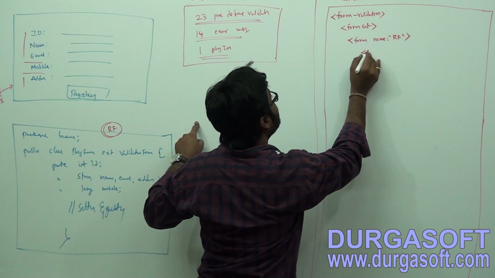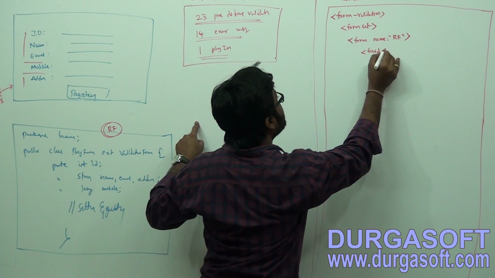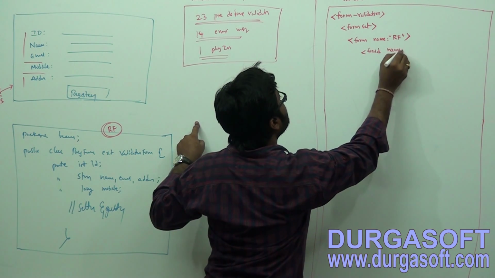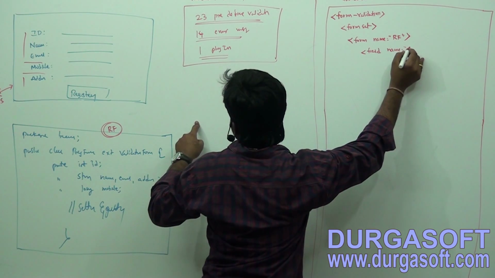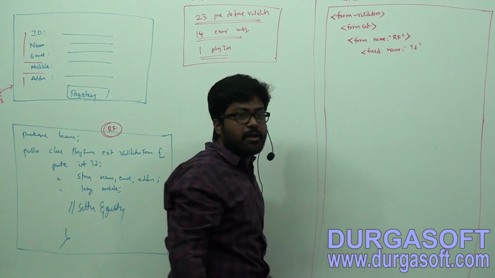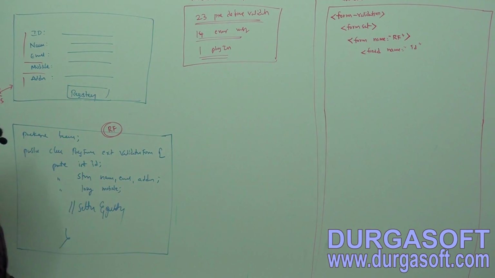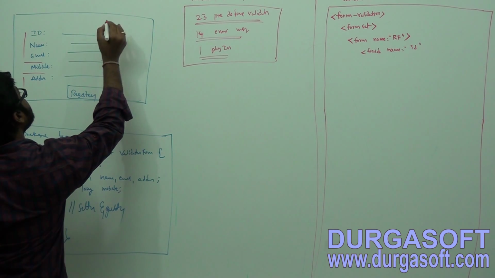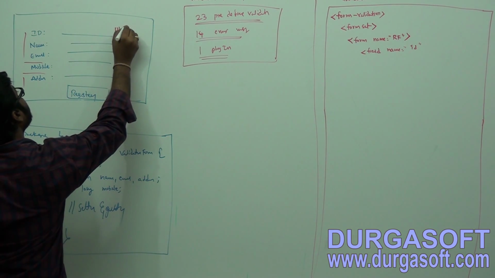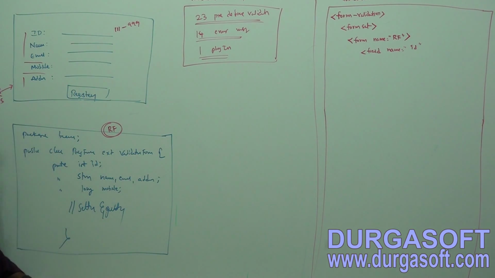How many fields do we have? Four common fields. Field name: the first field name is ID. For that ID, which validation do we require? I want the ID range to be between 111 and 999. It should not be less than 111 and should not be greater than 999. I want to apply a range validation here.